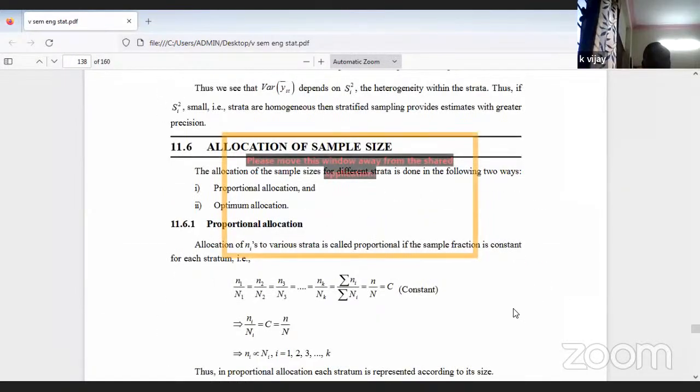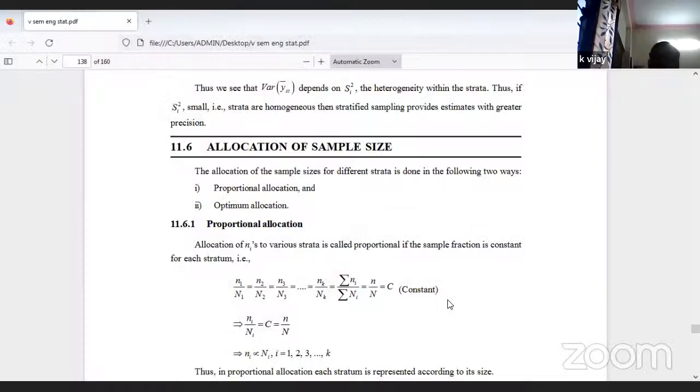Then we will go to allocation of sample size. Allocation of sample size we are writing here. The allocation of the sample size in different strata is done in the following two ways: proportional allocation and optimum allocation. The allocation of n_i to various strata is called proportional if the sample fraction is constant.